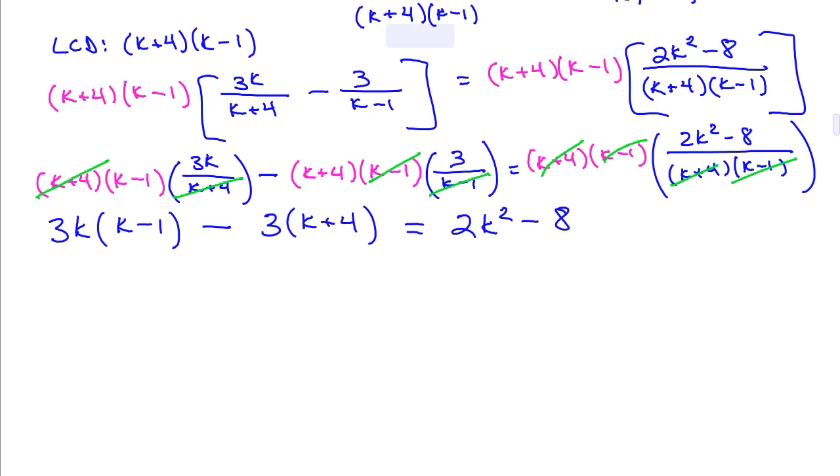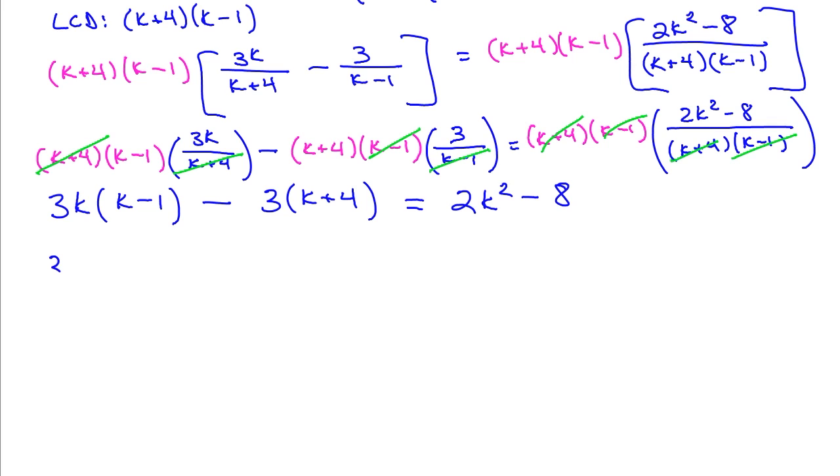Let's go ahead and distribute. On the left here, we have 3k squared minus 3k. Distributing the negative 3, we get minus 3k minus 12 is equal to 2k squared minus 8. We have a quadratic. Since the highest power is squared, we have k squared. So we need to move everything to the left and have a 0 on the right. When the 2k squared comes from the right to the left, it becomes negative.